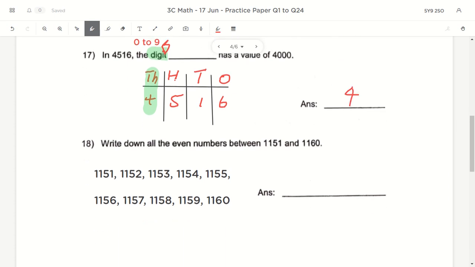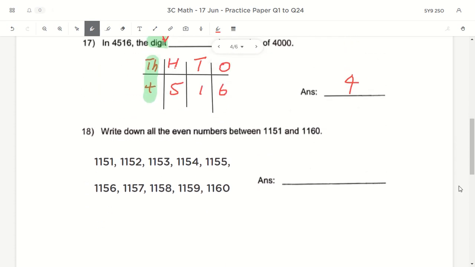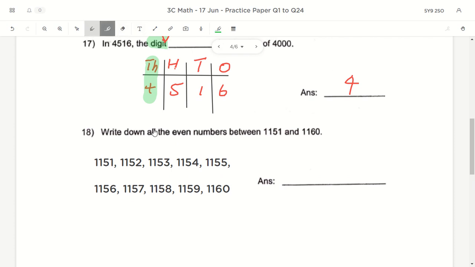Alright. For question 18, write down all the even numbers between this and this. So I actually listed all the numbers from 1,151 to 1,160: 1151, 1152, all the way to 1160. Now I'm going to highlight those that are even. This is even, this is even, this is even, this is even. I do not count 1151 and 1160 because I'm asking for between. So the answer is very straightforward. Let's type it out.